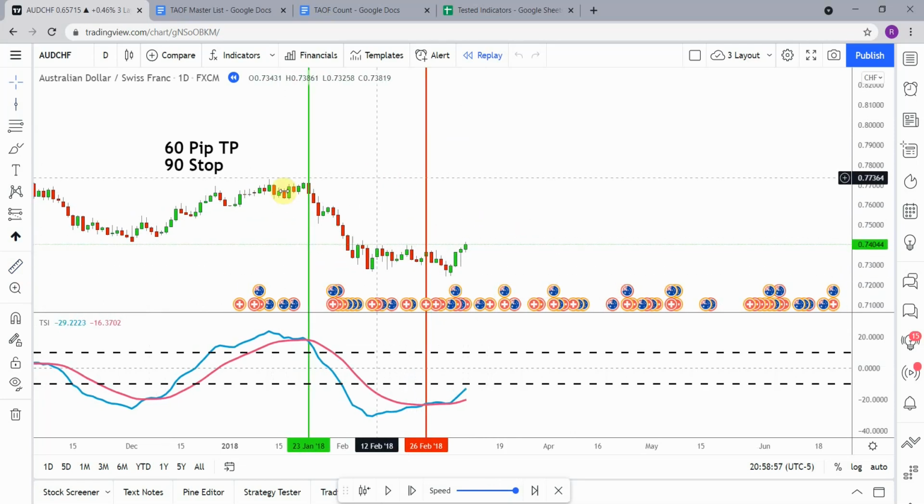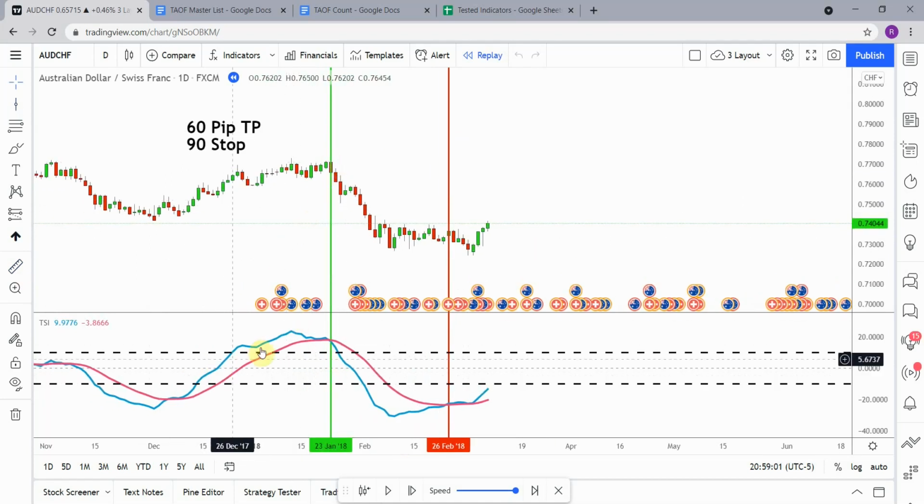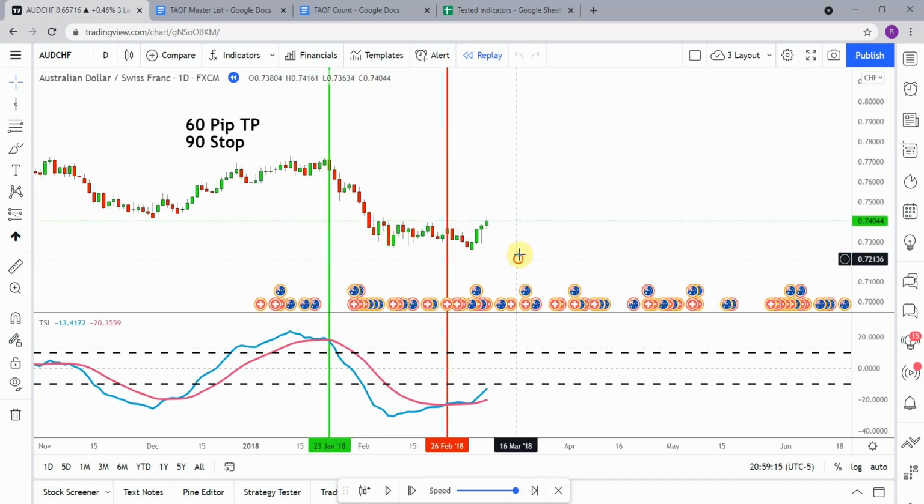All right, so you can see our first signal that we pick up was right here, a short signal. And the two lines cross up above this upper dashed line right here. And then you can see that blue line then crosses down below the purple right here on this candle, right before we get a really nice move to the downside right there, getting us to take profit.